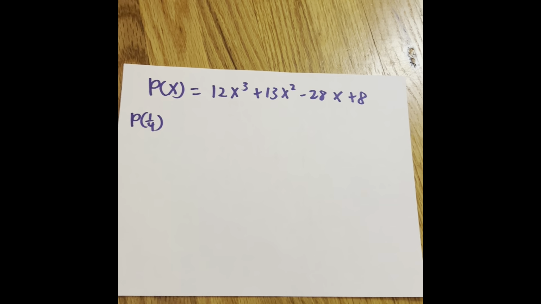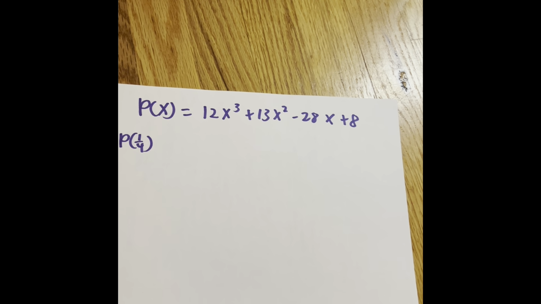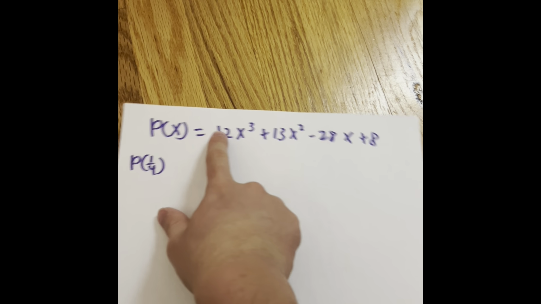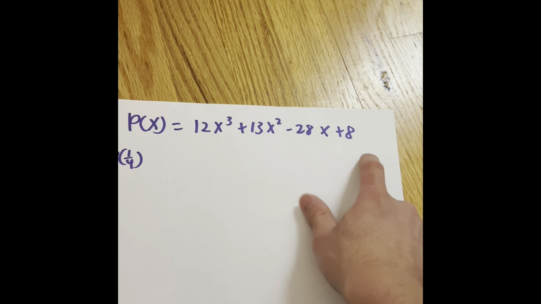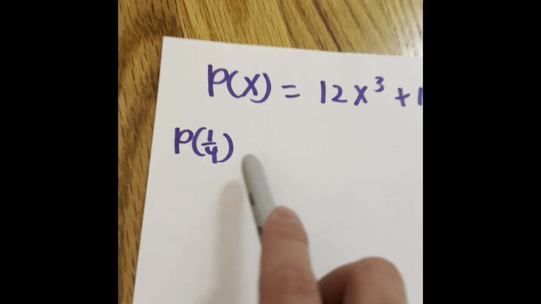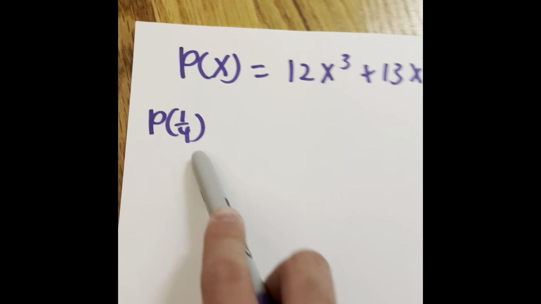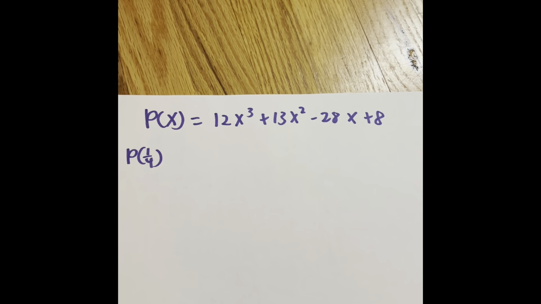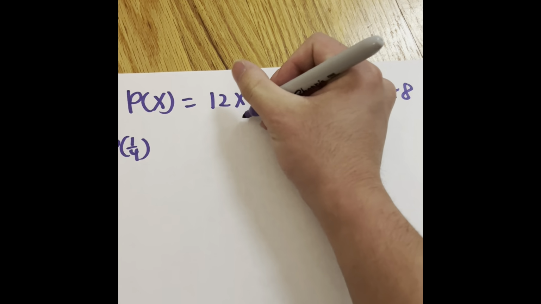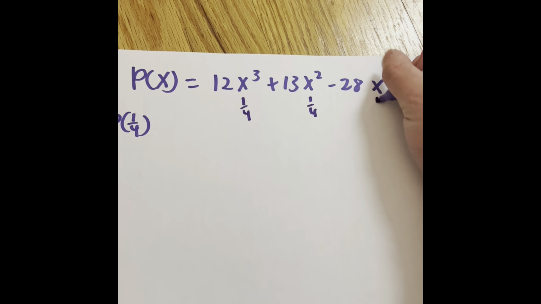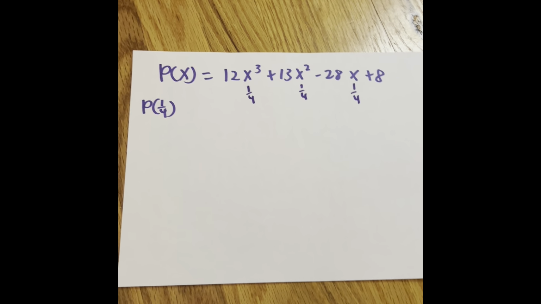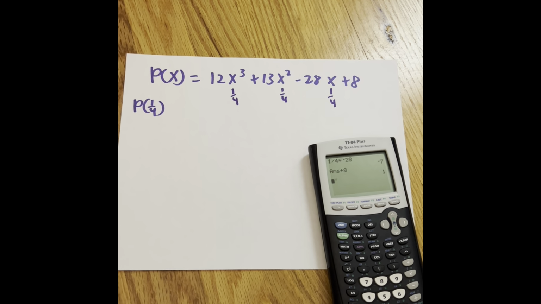So, right over here is a problem. The p of x is 12x cubed plus 13x squared minus 28x plus 8. What we have to do is insert 1 over 4 into the x's right here and solve it out. So we're going to put 1 over 4 here, 1 over 4 here, and 1 over 4 here. We'll have to use a calculator to solve it all out.